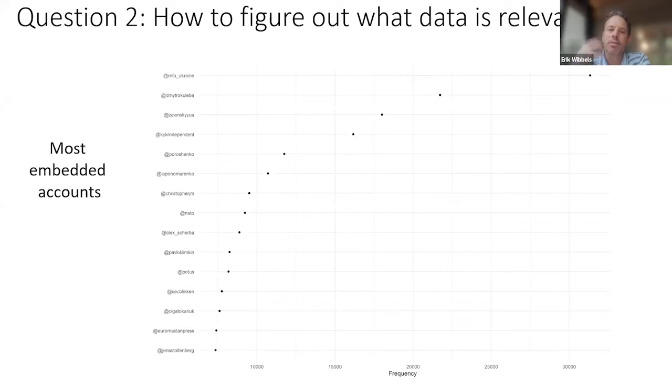One of the ways that people spread the word is they embed other people's tweets. This just shows you the top embedded accounts. And again, there's nothing too surprising here, right? We have the President of the United States. We have essentially the account of the government of Ukraine over here. The interesting thing is you can also do this with Russian disinformation embeds.